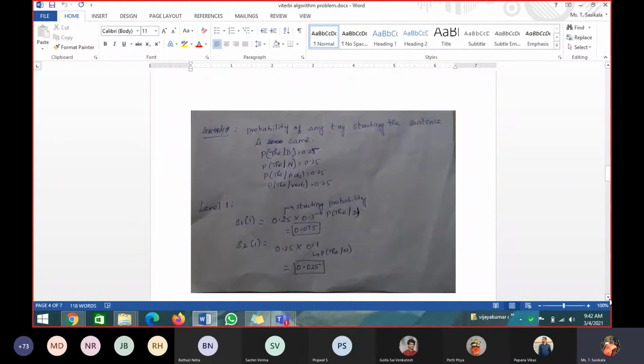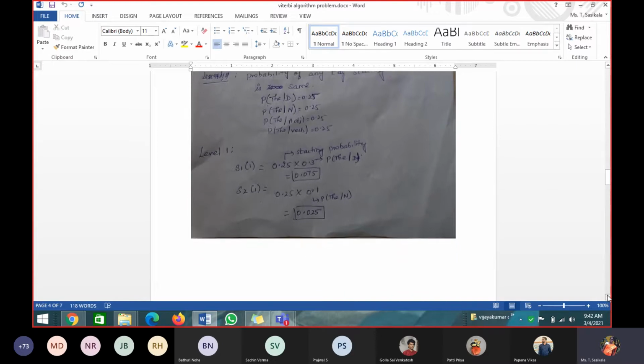Next, come to level 1. Please write this. Since the probability of any tag starting the sentence is the same, the starting word can have any tag. It can be a determiner, a noun, an adjective, or a verb. Since it is equally likely, all tags should have the same probability, so it is 0.25 for each. Okay, now we are actually starting with the problem.